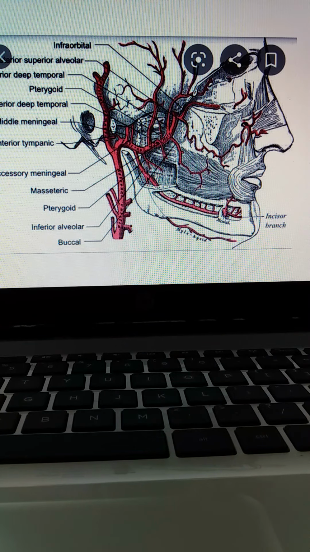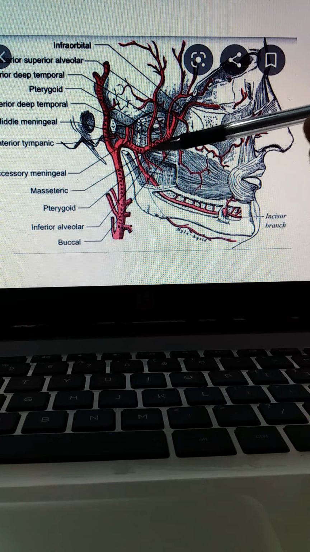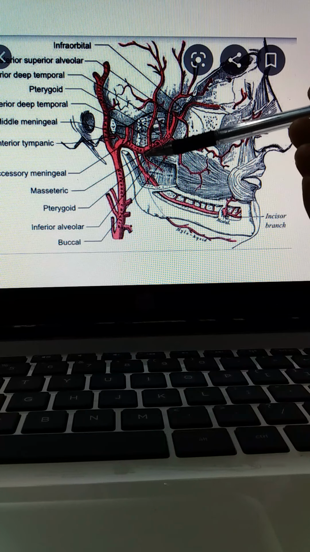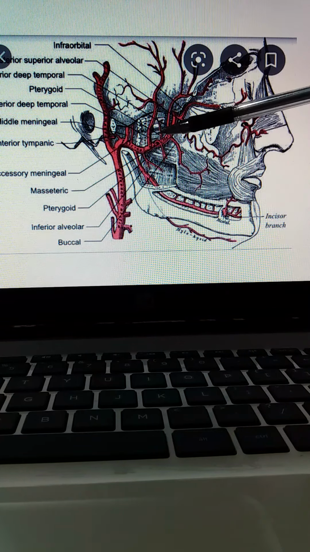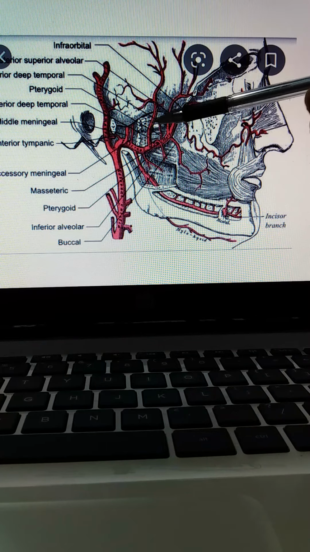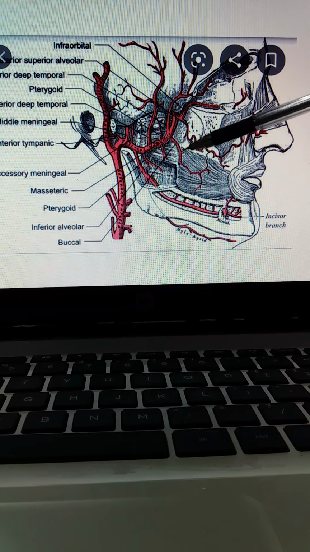I will again enumerate the branches of the second part. Firstly, you have your masseteric branch supplying the masseter muscle. Then you have your pterygoid branches supplying the pterygoid muscles. You have the deep temporal branches going beneath the temporalis muscle. Then you have the buccal branch which supplies the skin of the cheek.